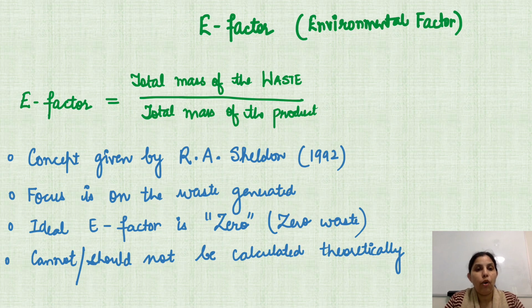The ideal E-factor for any chemical reaction or process is 0, because zero waste is the target, and it cannot be calculated theoretically. You have to do the reactions to see what is coming out of the reaction, how much water is being produced, how much of the solvent is being used up, what type of emissions are there, that we will explore in the subsequent slides.